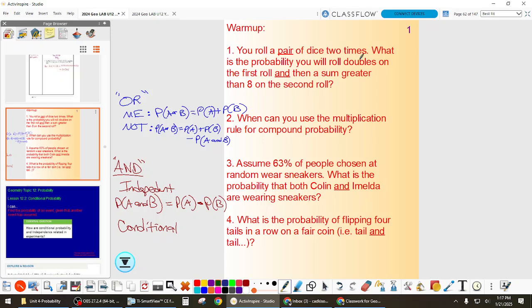You roll a pair of dice twice. So a pair 2 times, or you could roll 4 dice, I suppose you could say that. I mean, a single die, 4 times. What is the probability you will roll doubles on the first roll and then a sum greater than 8 on the second? So it's not a very good color on that background, I think. So probability of doubles and a sum greater than 8.